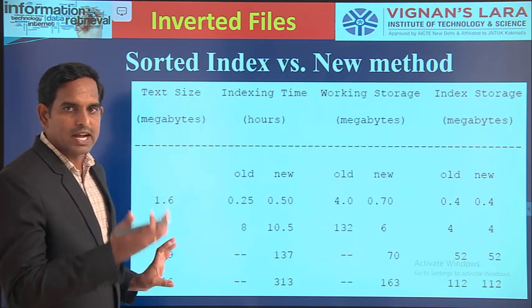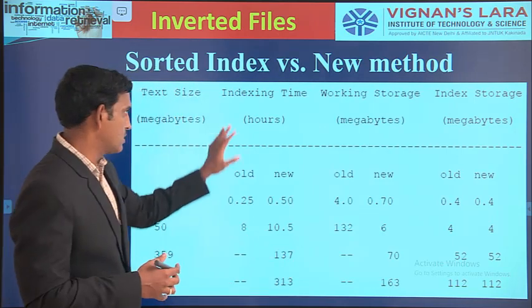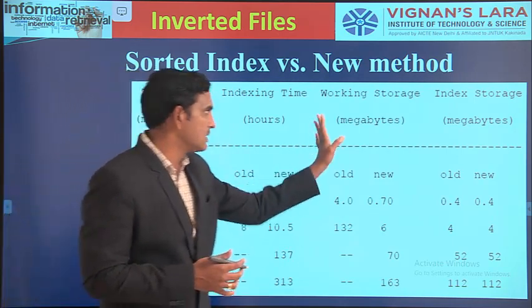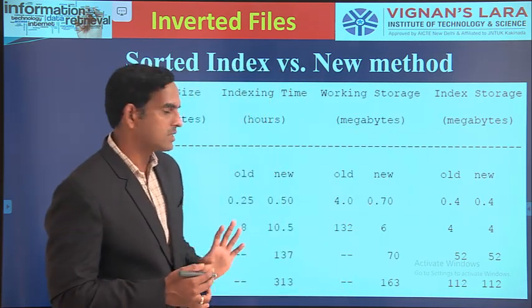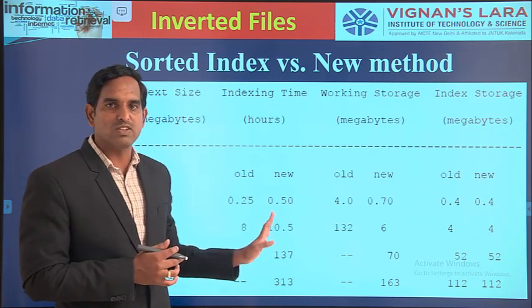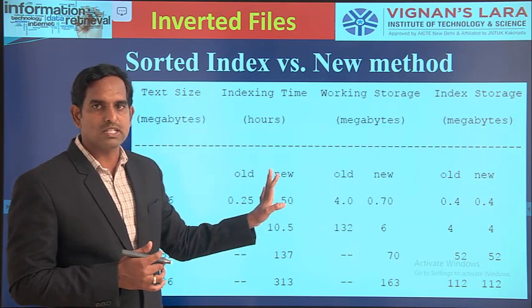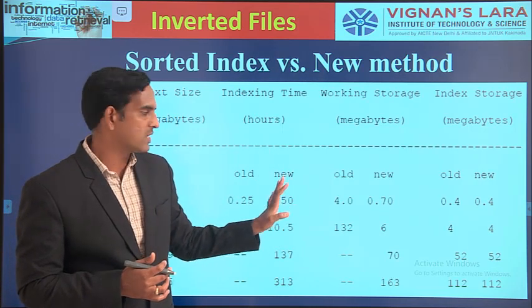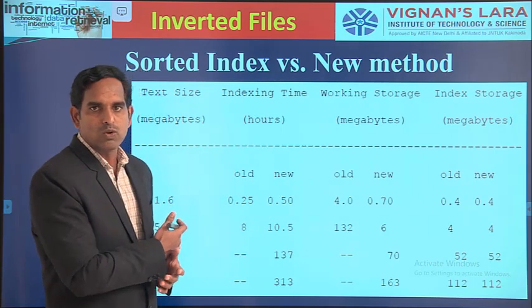Why? Because whenever you have larger text files, performing the sorting process will take more indexing time and working storage, and you will only get your index in a limited amount of time. So the new method will work very well for larger text files, but it will take more processing time when you go for smaller text files. So this is the comparison of the new method with the old method.